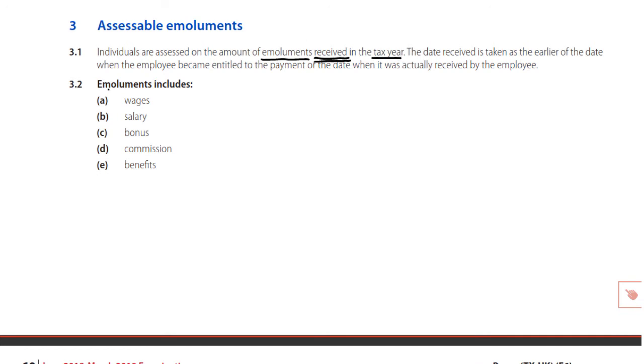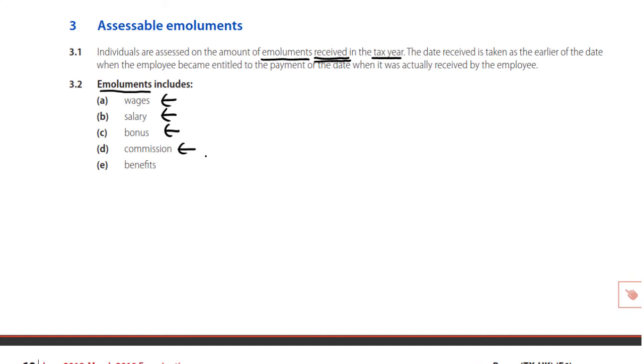Now, emoluments, as you will see here, include all the usual ways by which you'd expect an employee to be paid. Paid weekly, wages. Paid monthly, salary. Depending on the job that you do, you may receive a bonus. If, for example, you're in a sales team, you may well receive a commission based in relation to the levels of sales that you have achieved.